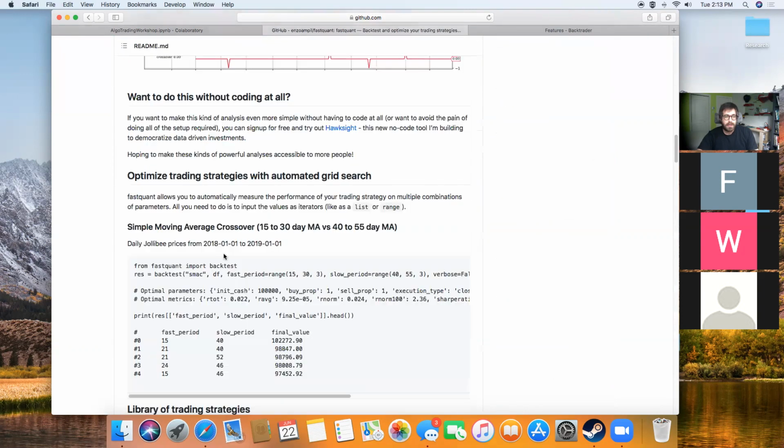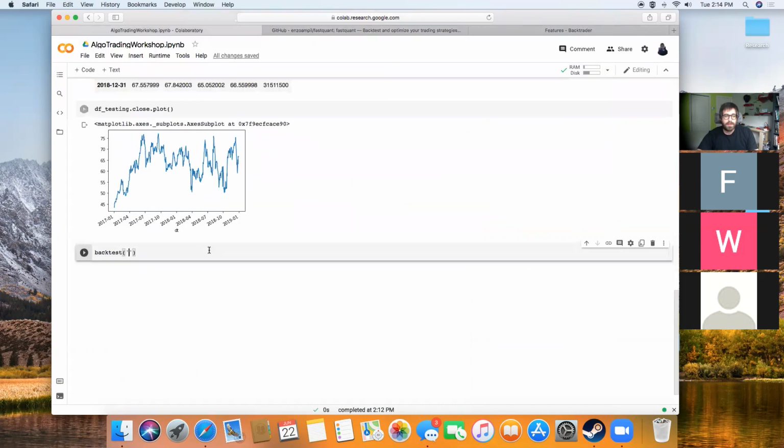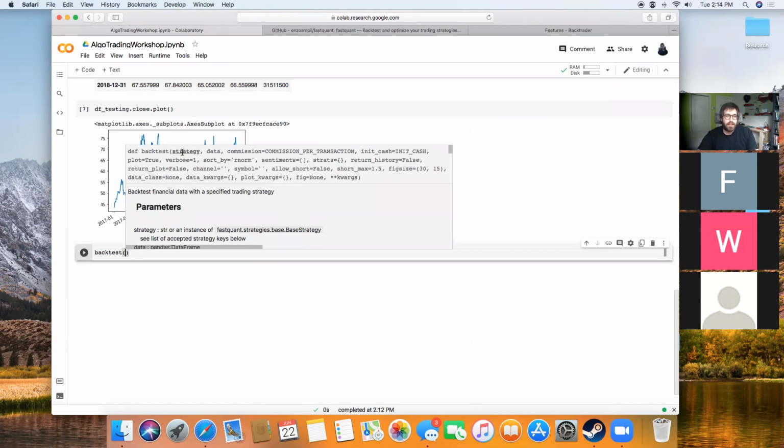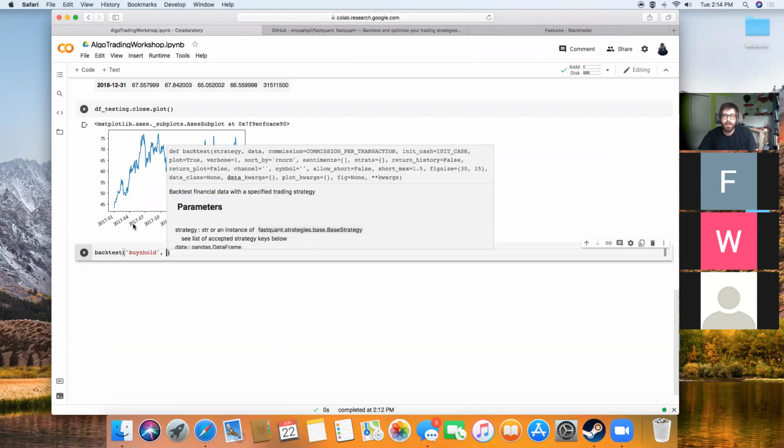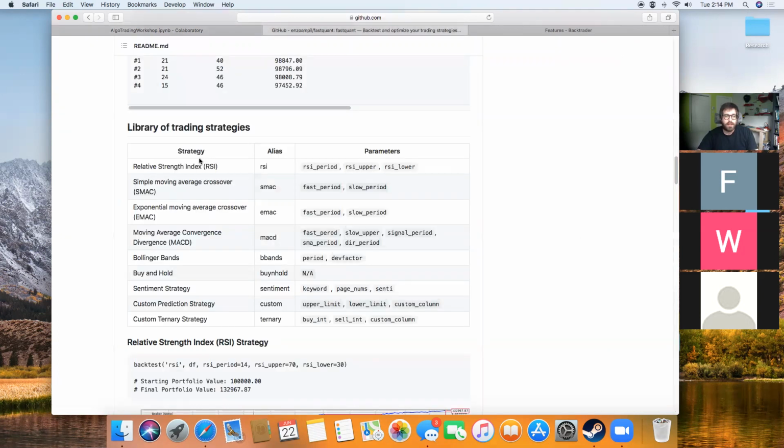The first thing you pass to the backtest function is the strategy. The strategy can either be an object or a class of a strategy, like a Python class that inherits from base strategy from the library, or a string which represents one of the built-in strategies. So for buy and hold, the string is buy and hold with an N. To find these, you can look here. These are the strategies that are already implemented. These are the aliases. So buy and hold is here.